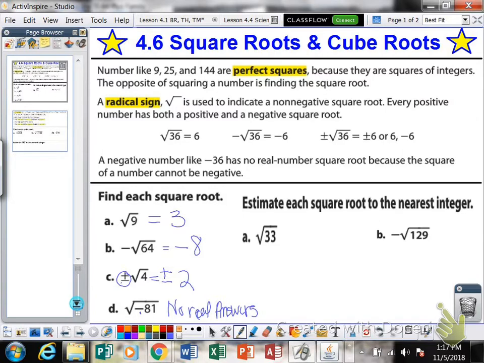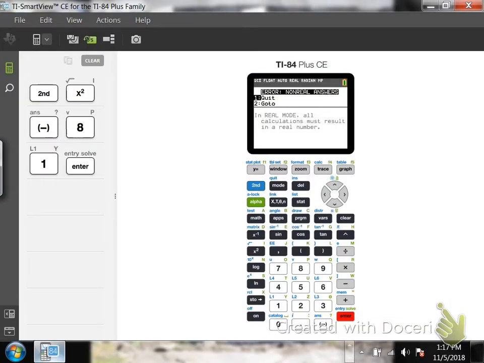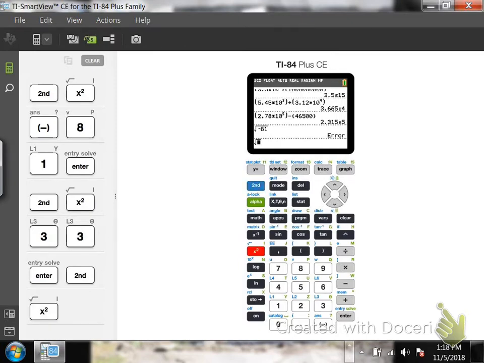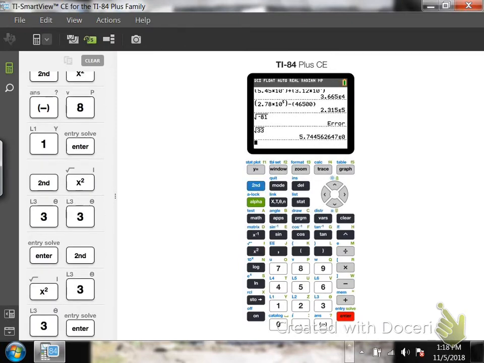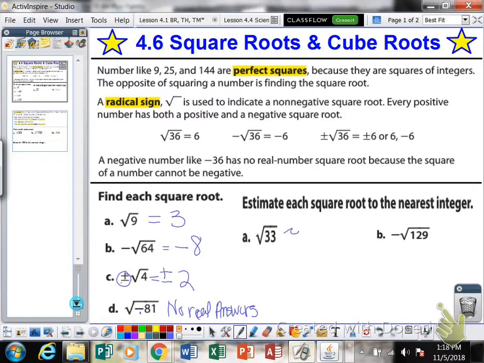All right, estimate each square root to the nearest integer. We can do this on a calculator. So find the square root of 33. Second, square root 33, enter. And we get 5.74456. So estimate it to the nearest integer. That would be 6. We use the squiggly line because we're approximating. So approximately 6.